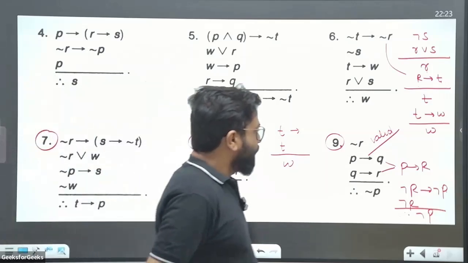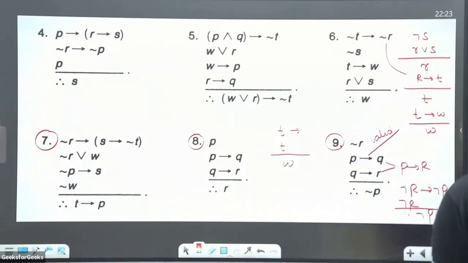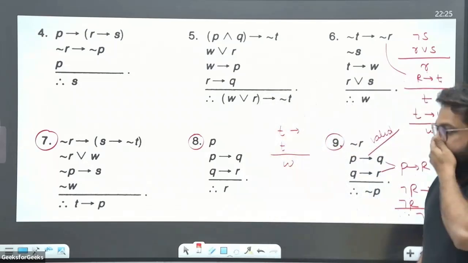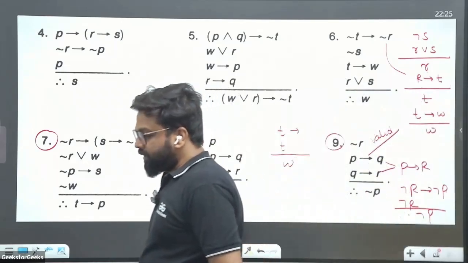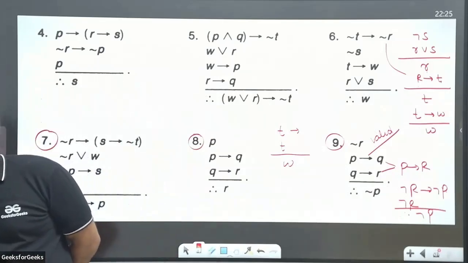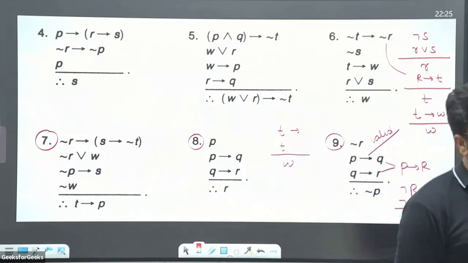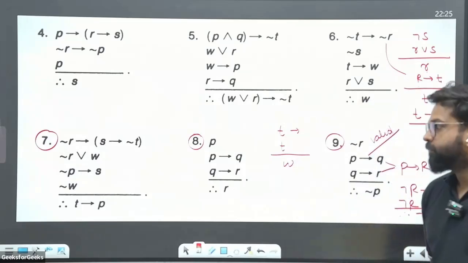Question number 7. Explain the seven. So it is totally based on practice. The more you practice, the more you will get that answer.